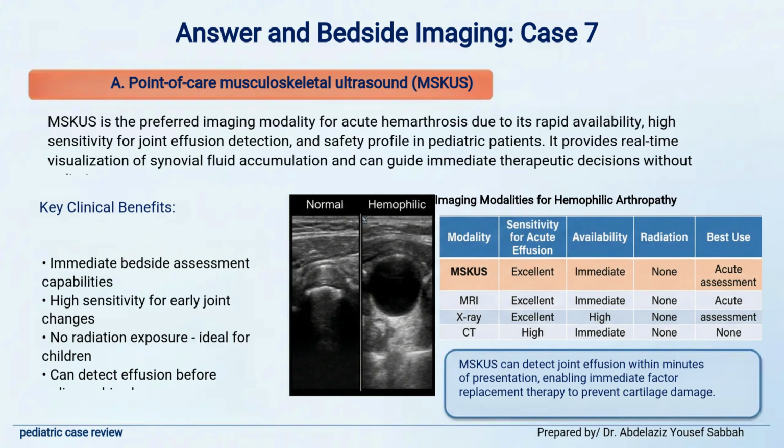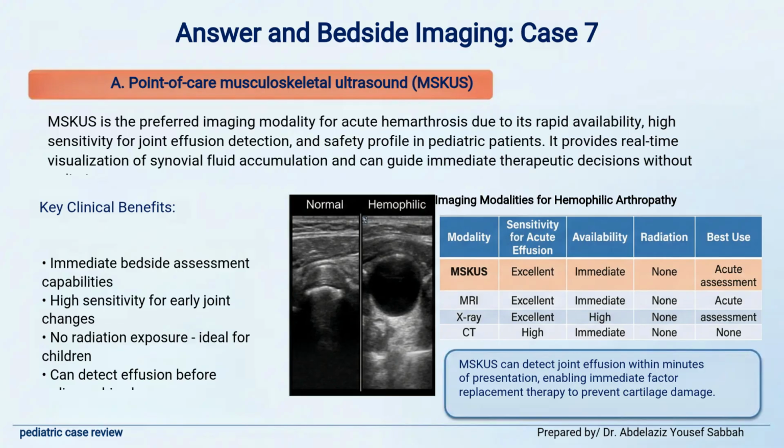Key clinical benefits include immediate bedside assessment capabilities, high sensitivity for early joint changes, no radiation exposure, making it ideal for children, the ability to detect effusion before radiographic changes appear, and guidance for therapeutic intervention timing. Musculoskeletal ultrasound can detect joint effusion within minutes of presentation, enabling immediate factor replacement therapy to prevent cartilage damage.